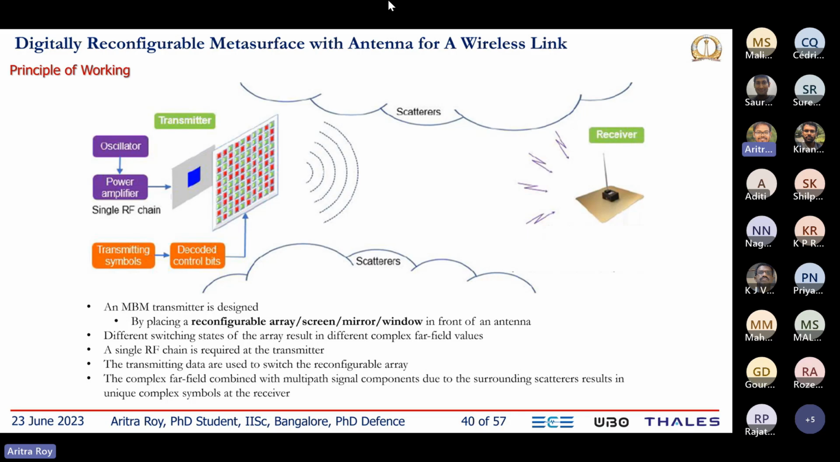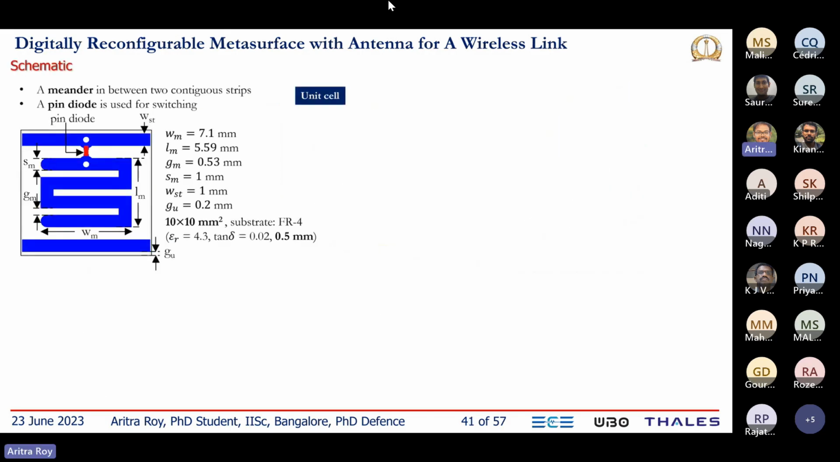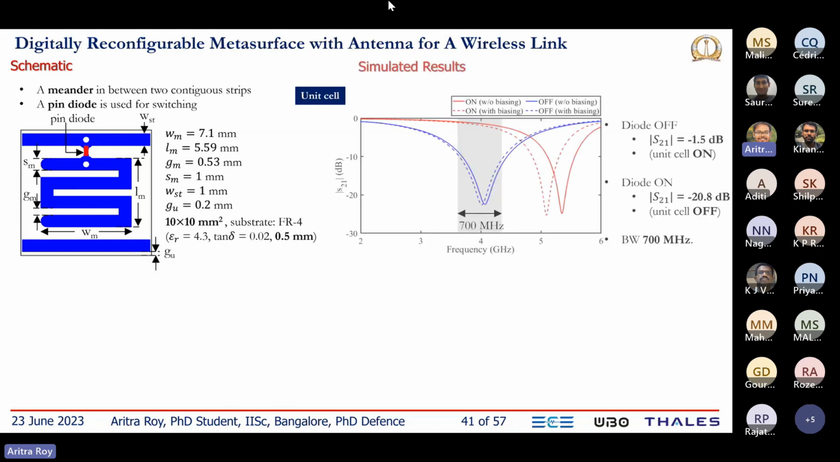So we tried to implement this reconfigurable screen by using this unit cell. This unit cell consists of a meander line geometry, and the overall dimension is lambda by 7.5 in both length and width. And we use a single PIN diode in the unit cell.